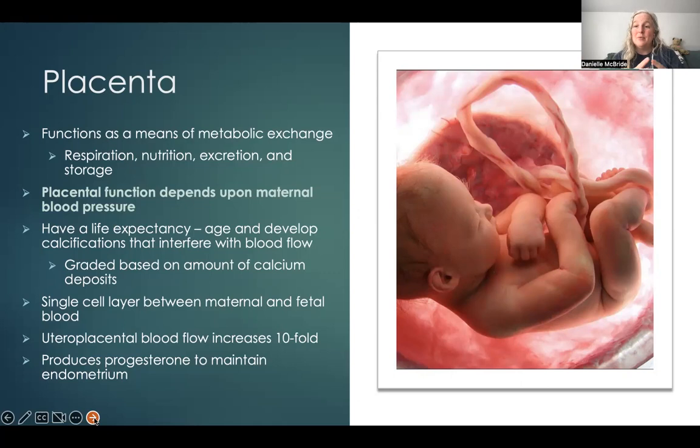Oftentimes what happens is the blood pressure will be low. If we give mom in labor an epidural, epidurals are notorious for causing the blood pressure to drop. And if we drop the blood pressure, how are we perfusing our placenta? Not as much. So now we're not getting as much oxygen to our baby, and we're going to see signs of that with the baby. We learn about that next week. So the placenta depends on the blood pressure to function properly.